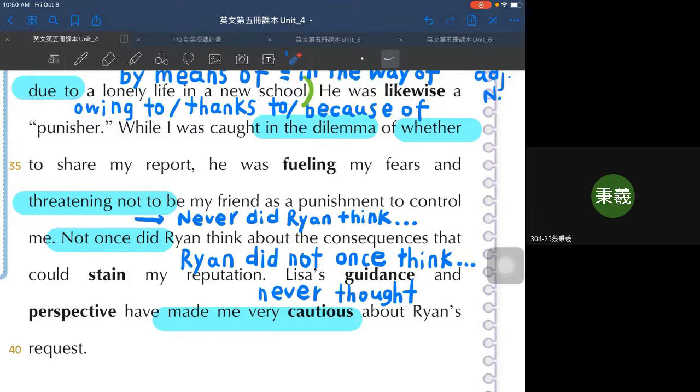So in the end, it said, and Lisa's guidance and perspective made me very cautious about Ryan's request. So again, the word made. So you make someone, then you can put an adjective behind, right? So made me very cautious about Ryan's request.